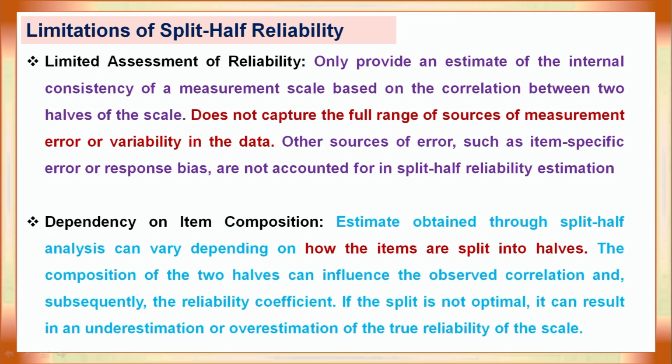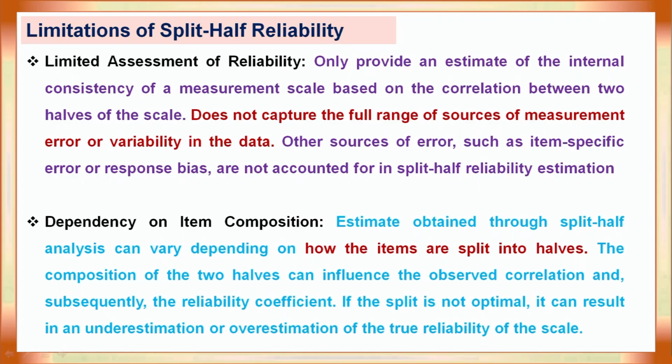Now, this split half reliability, I tell you, is the most used method for reliability calculation after Cronbach's alpha. Or rather, Cronbach's alpha is a special case of the split half method of internal consistency reliability. But you have to keep in mind that the split half method of reliability calculation has a number of limitations.